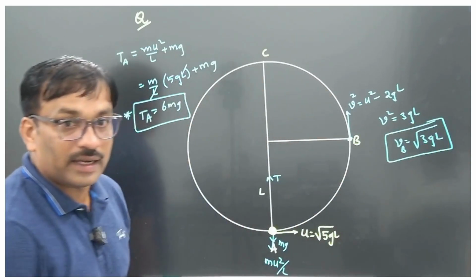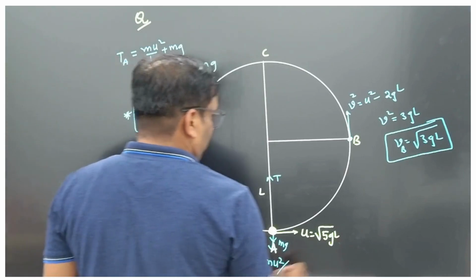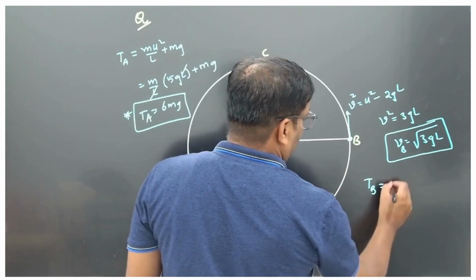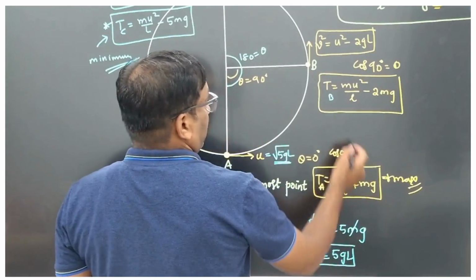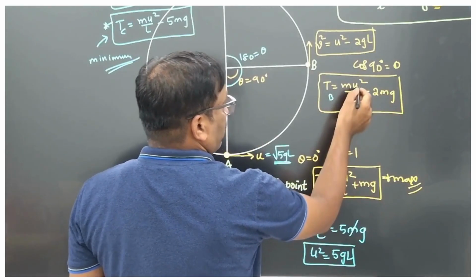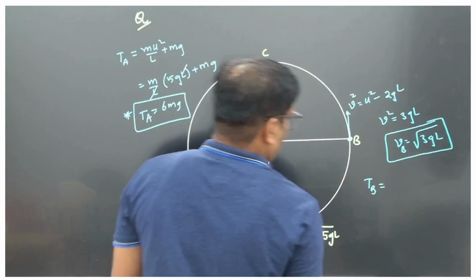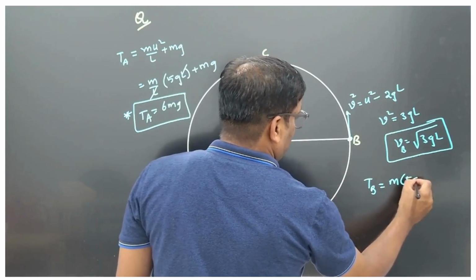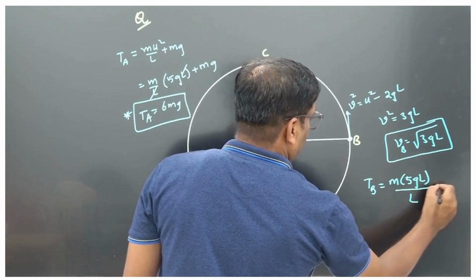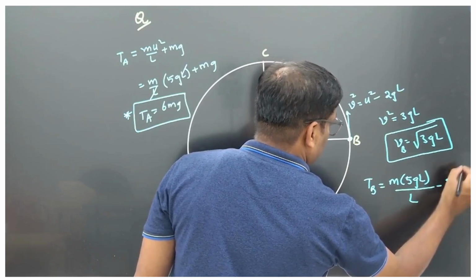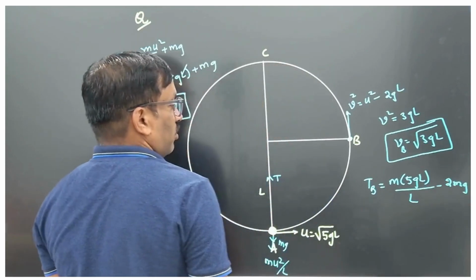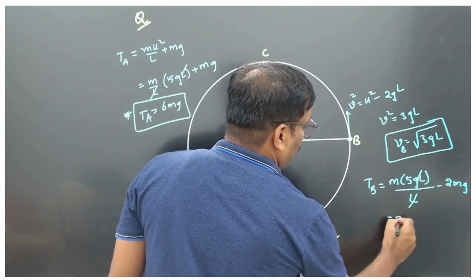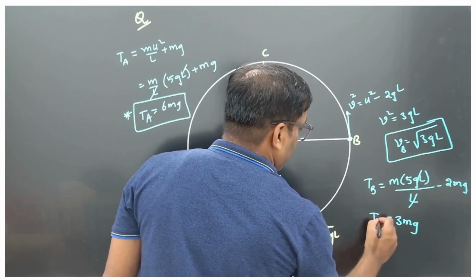So similarly, tension at B, we want to calculate it now. Tension at B, what is the formula we got now? Mu square by L minus 2mg. The U value you can substitute as square root of 5GL now. So m into 5GL by L minus 2mg, right? So here L gets cancelled. 5mg minus 2mg. Therefore, 3mg will be the tension at B.